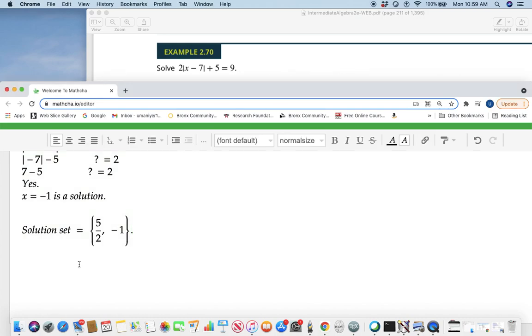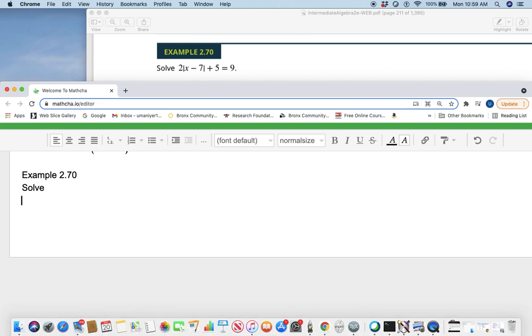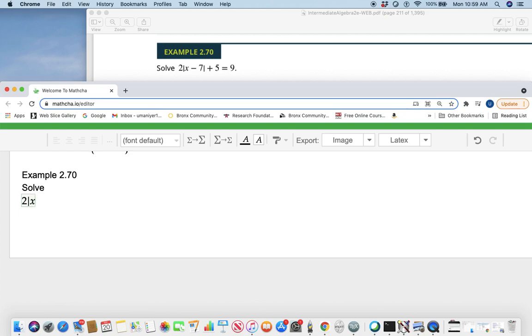Welcome back. Let's try another problem. Example 2.70. You are being asked to solve 2 times absolute value x minus 7 plus 5 equals 9. So notice this 2 is multiplying the absolute value expression. So 2 is outside, not inside as in the previous cases. It's outside. So let's proceed.